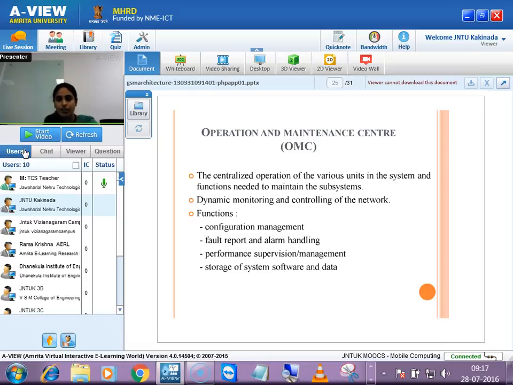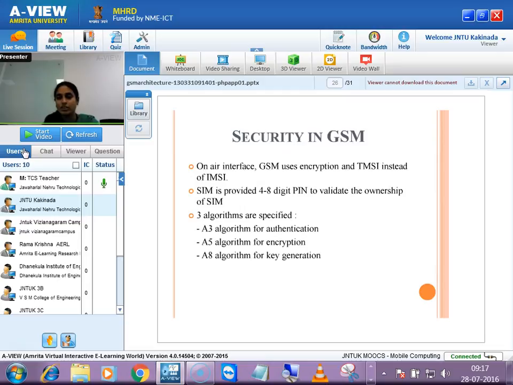And so the same thing, whether it is fault reporting and alarm handling, whether the subscriber is valid or not, configurations related to that subscriber, and performance. These things will be handled, and the database, HSS, is nothing but a database which will hold the user profile. So these things will be taken care of by the operation and maintenance center.